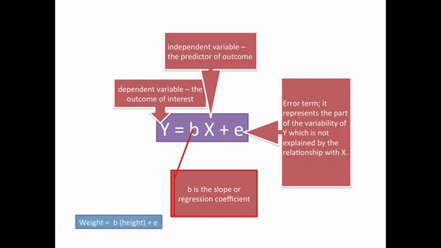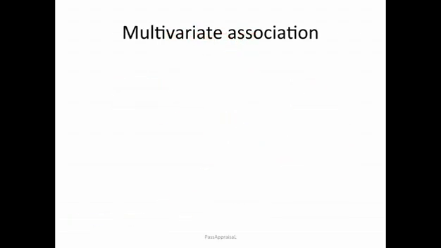So if you want to predict someone's weight from their height, we need to determine the value of b, the regression coefficient. At this stage, it's time to introduce the concept of multivariate statistics.